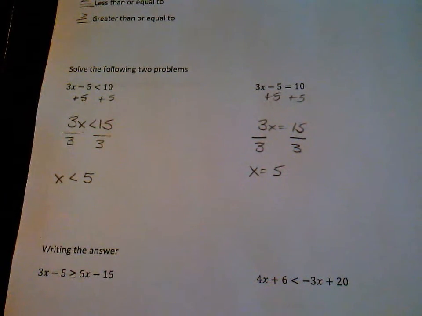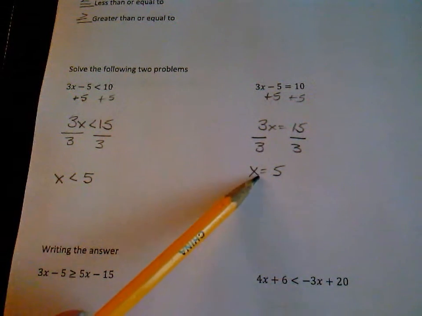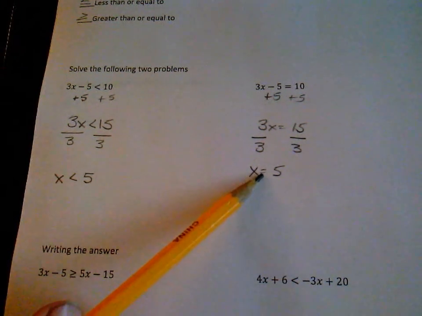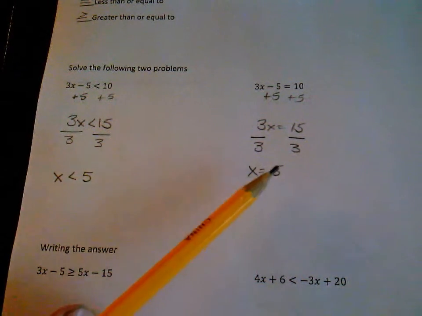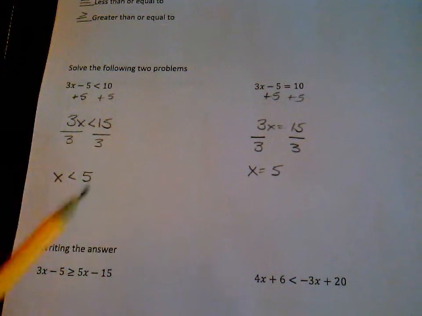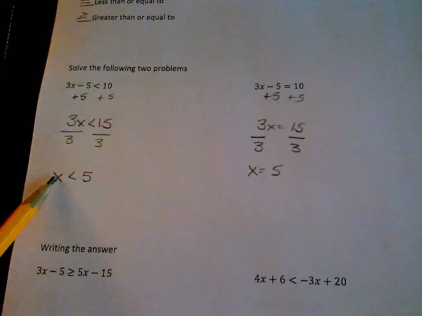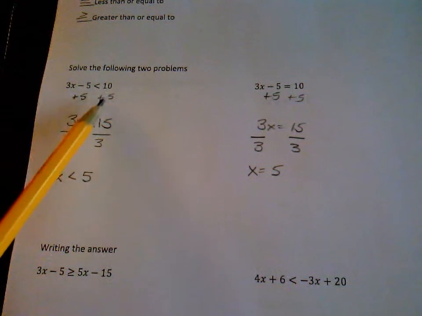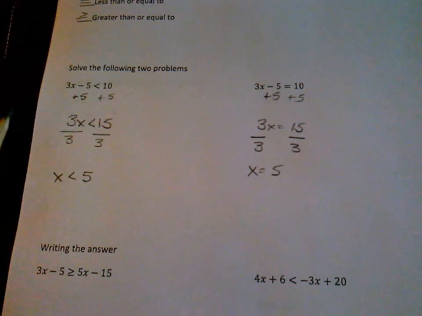Now what you'll notice about these two different things is one's a less than sign and one is an equal sign. What an equal sign means is that the only value for x is 5. What a less than sign means is that any number that is less than 5 can be the answer to this. That means it can be anywhere from negative a billion to just 4.9. Any of those numbers in between will work for this, because all I need to do is make this equation up here less than 10. And to do that, x has to be less than 5.